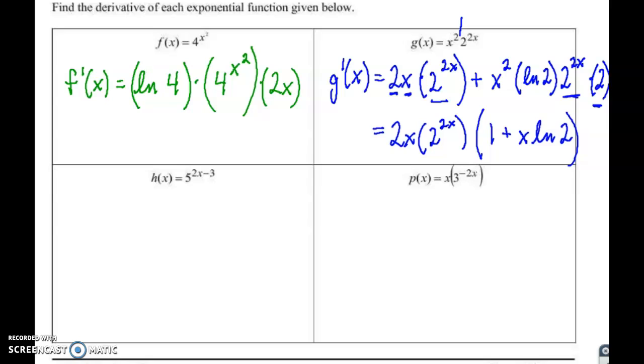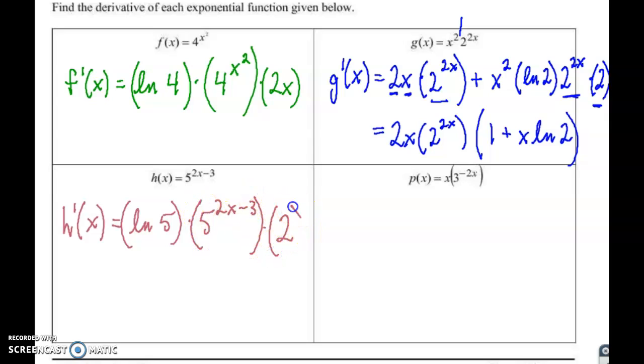H of x, I think, is pretty straightforward because there's no product rule, there's no quotient. Well, there is a chain. So the base is 5, so natural log of 5 times 5 to the 2x minus 3 times the derivative of 2x minus 3, which is 2. There you go. You can rewrite that in any order you want now. And let's see, I'll go to purple now. Here's another product rule.